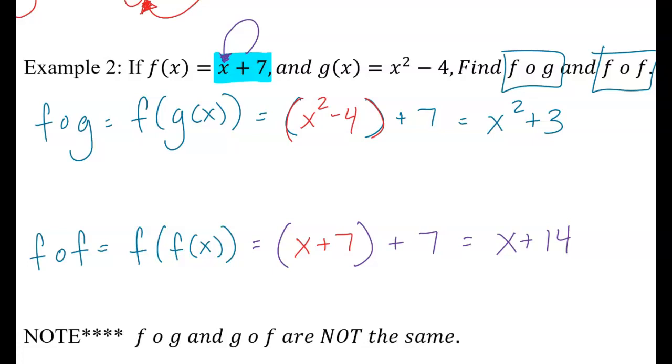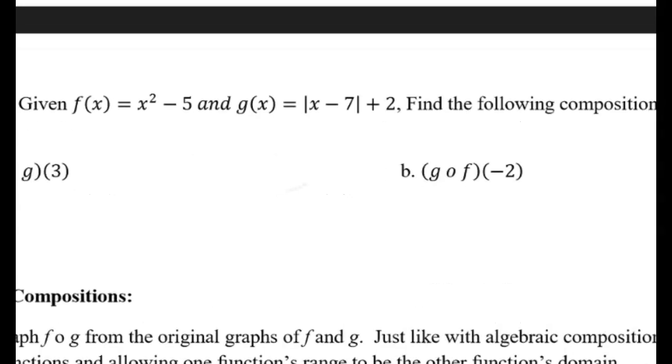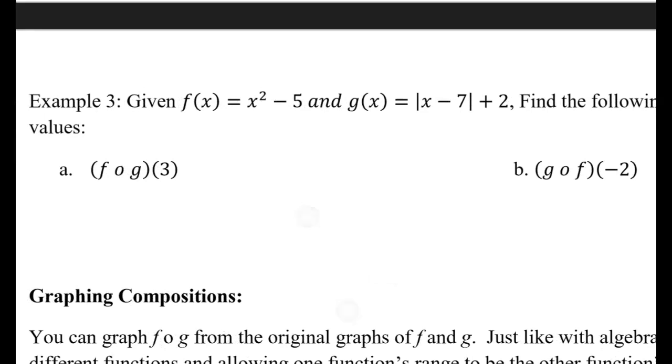Are there any questions here? Okay, so now we are going to be doing compositions, but with different inputs other than x. So remember I said that if you don't have a set of parentheses after your composition notation, it means that your initial input is x. But if you do have another set of parentheses with a different number, it means that the number inside is your initial input.